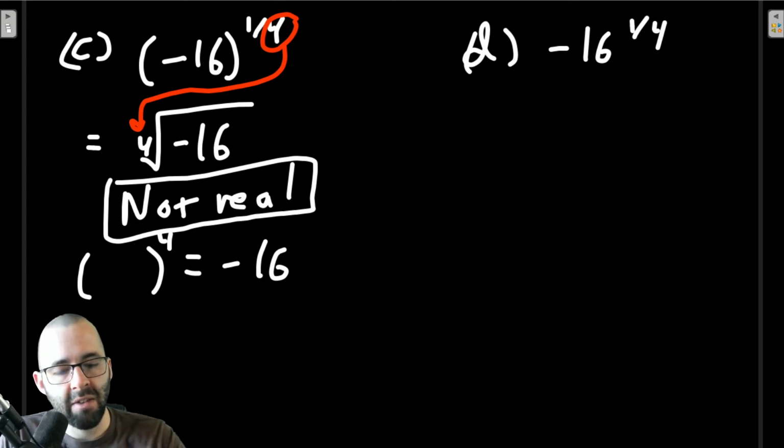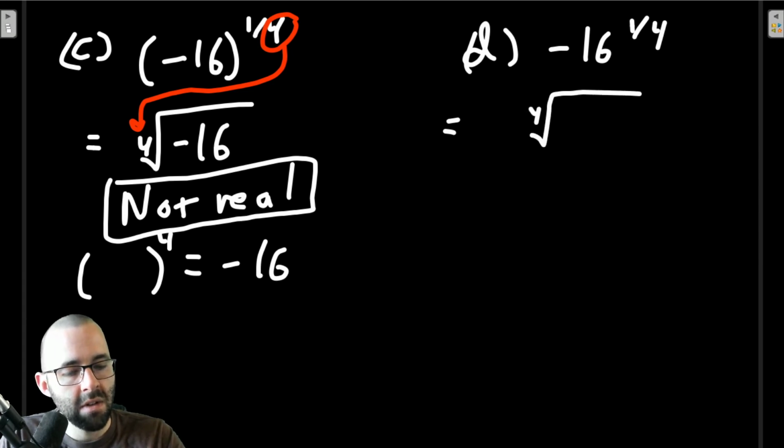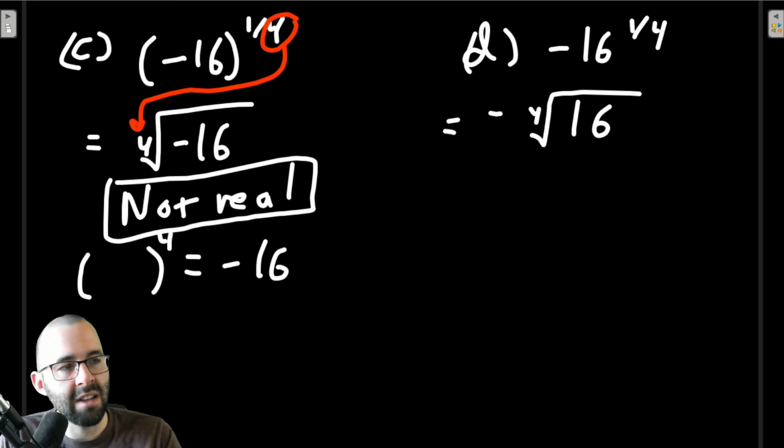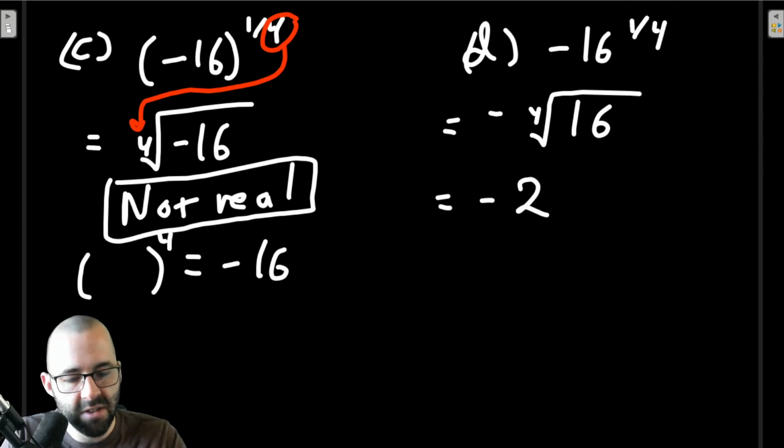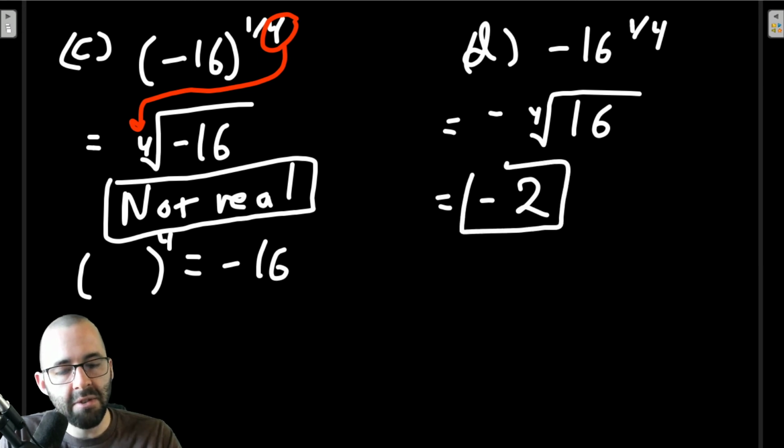Whereas D is different. For D, we also have a 4th root, but the only thing that has that exponent is the 16. So only the 16 goes inside, and the negative stays on the outside. This is the difference: inside parentheses, inside the radical. And now the 4th root of 16, that's fine, that's just 2. We have a very different answer for parts C and D.